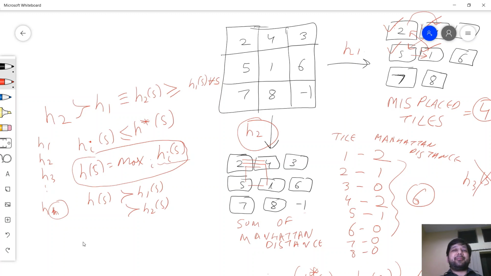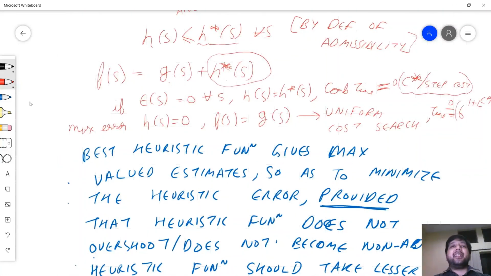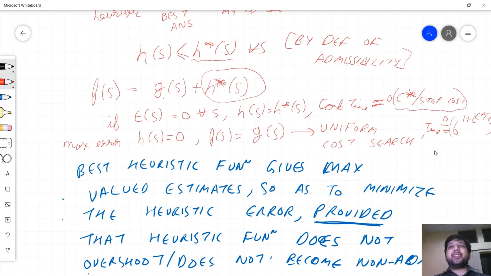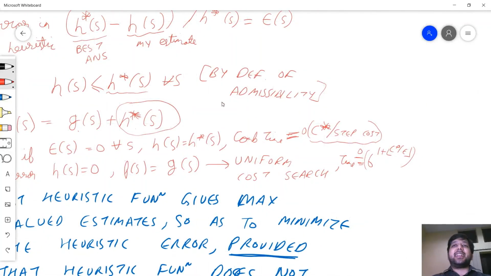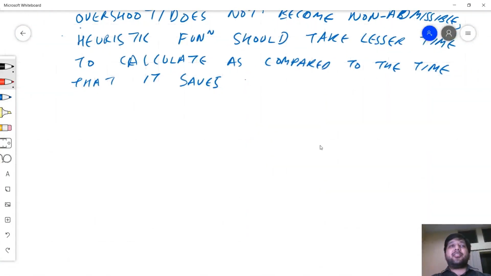Now, about the general case of the A star algorithm. So we saw these two things around over here. So if the heuristic error is 0, that's my computation cost. If the heuristic error is largest, that is my computation cost. In short, the computational time complexity.